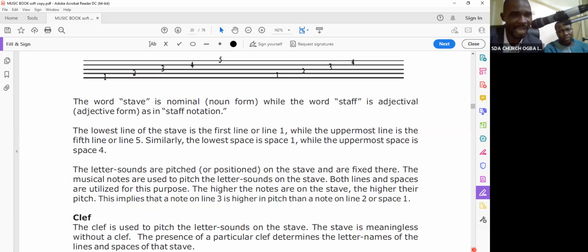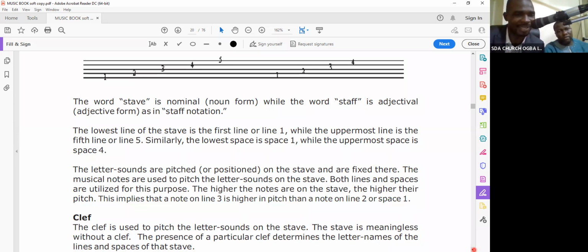Both lines and spaces are utilized. That is, we make use of both the lines and spaces for this purpose in pitching the notes on the stave. So the higher the notes are on the stave, the higher their pitch. I'm sure the pitch has been described earlier. Yes. Okay, so the pitch has been described.